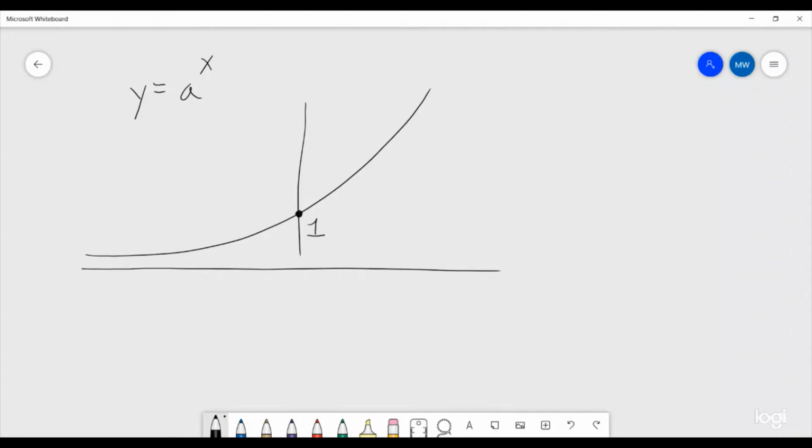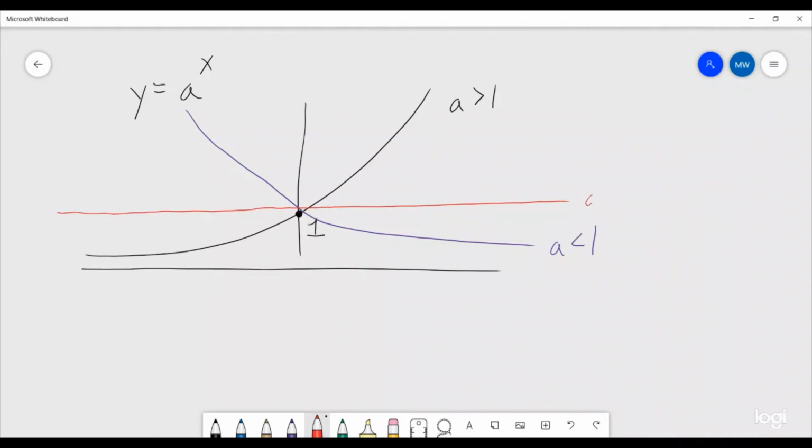Now, this graph is only if a is greater than 1. If a is less than 1, we are going to get something that goes the other direction. And the weird case that we haven't dealt with is if a is equal to 1. So these are the different exponential functions that we will see, although we normally don't consider a equal to 1 to be an exponential function. We consider that to be the constant function.